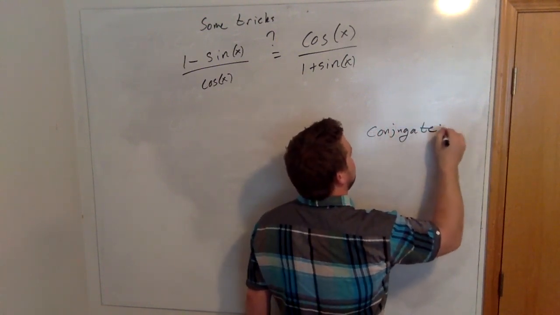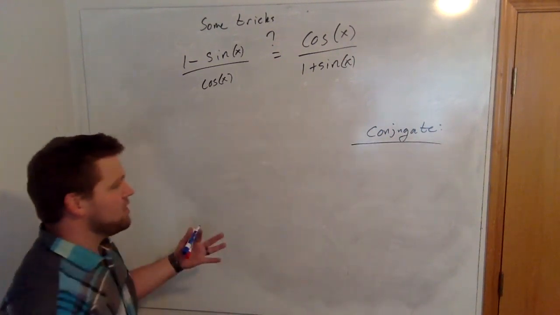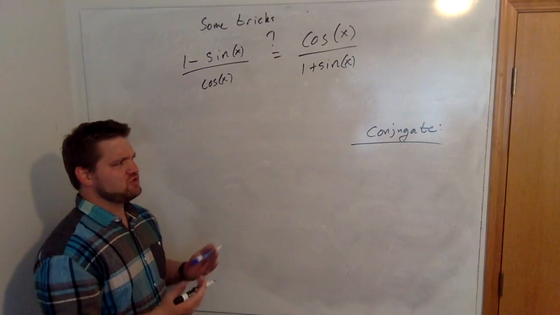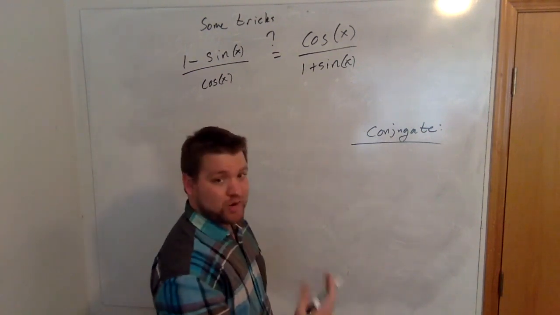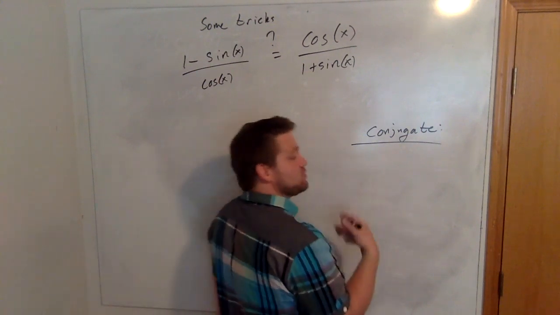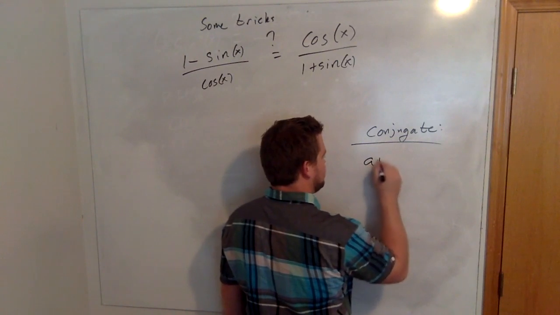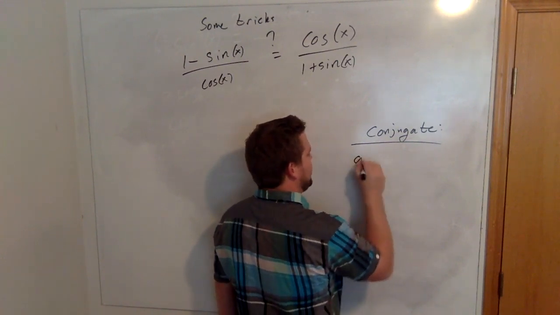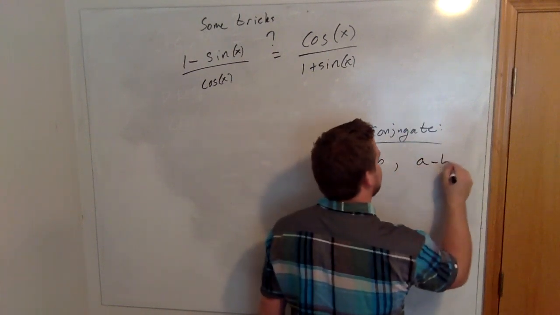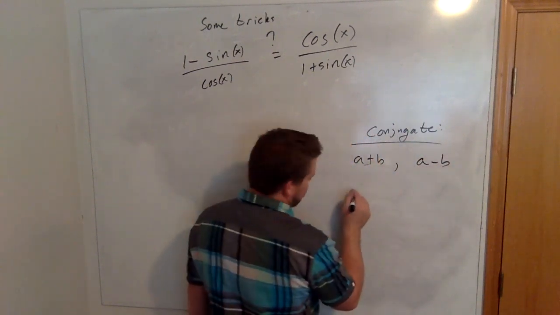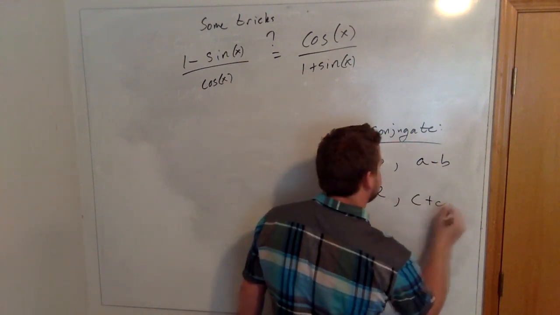they're very useful. You'll see them pop up in calculus. Hopefully maybe you've seen them pop up. I think I first introduced conjugates in Math 98, when we're solving radical equations, equations with roots in them. Well, a conjugate, let's say if we have something like A plus B, its conjugate would be A minus B. Or if we have something like C minus D, its conjugate would be C plus D.